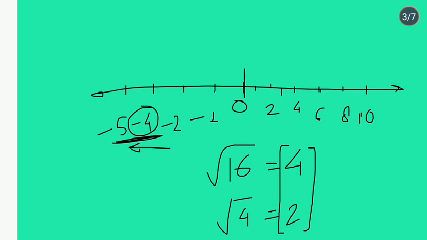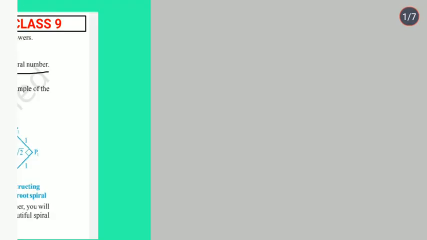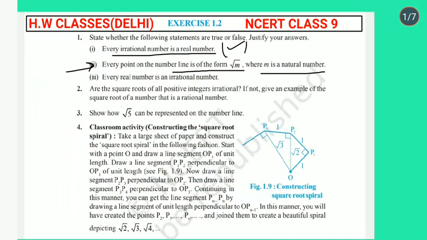So the statement saying every point on the number line is of the form root m is incorrect, because we have a negative number also on the number line, so this statement is incorrect.